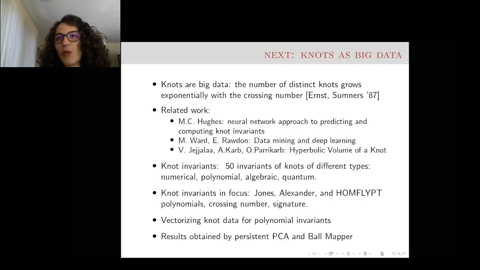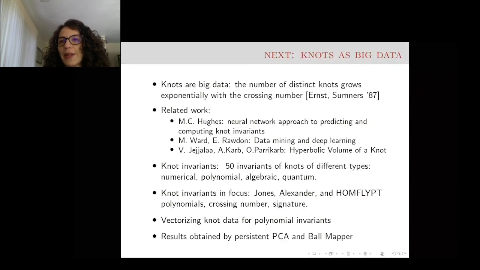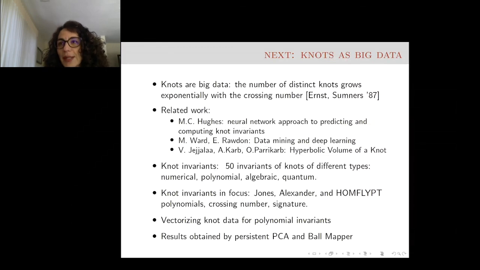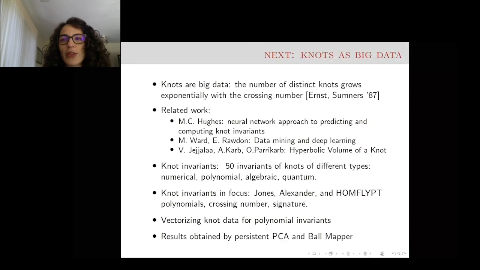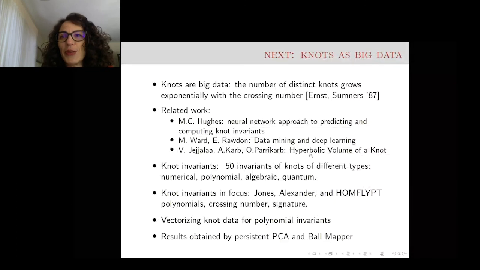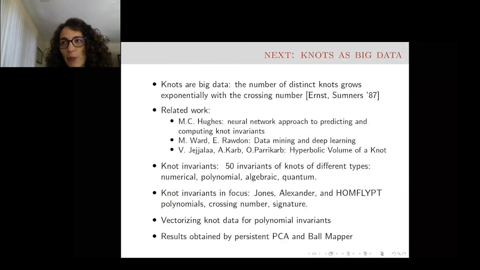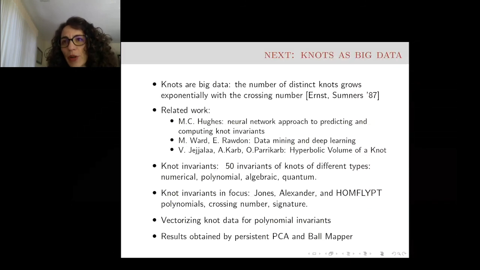Big data tools have already been used on knot data. For example, Mark Hughes used the neural network approach, and then Eric Radon, together with his student Ward, used some data mining and deep learning methods. And then, since I don't know how to pronounce their name, I just refer you to this. This is actually a group of physicists from University of Pennsylvania. They've addressed a very important question of hyperbolic volume of a knot in their work.